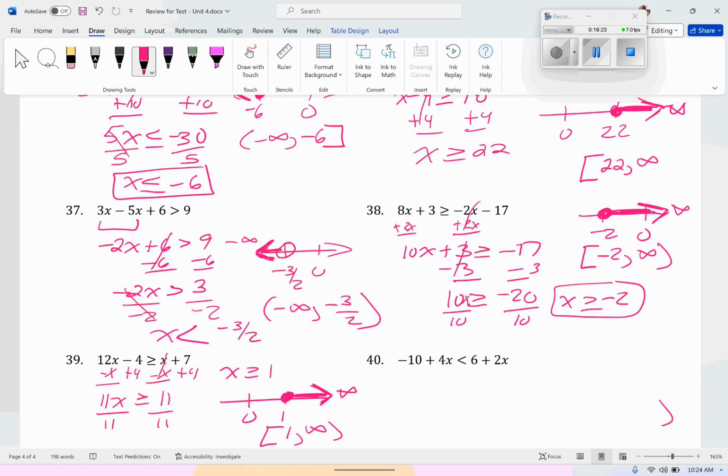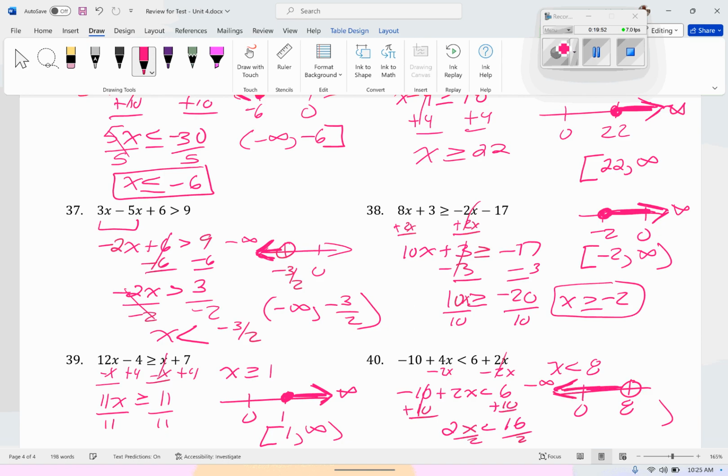Last problem. Subtract 2x from both sides. Those cancel. Negative 10 plus 2x is less than 6. Add 10 to both sides. Those cancel, so 2x is less than 16. Divide by 2. So x is less than 8. On a number line, I got 0 here, I got 8 here. Open dot at 8. Go to the left, that's pointing to negative infinity. Make your interval notation, negative infinity to 8, round parenthesis right there.